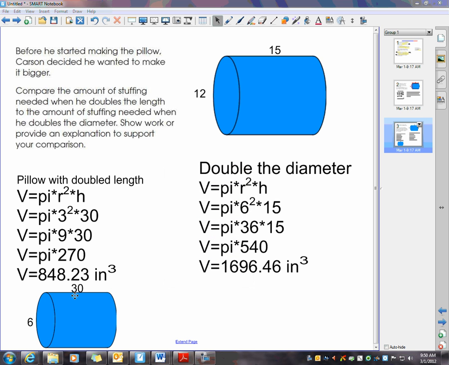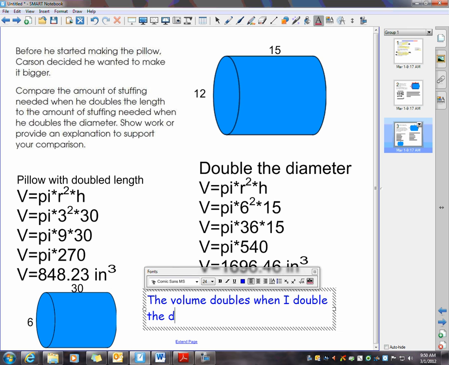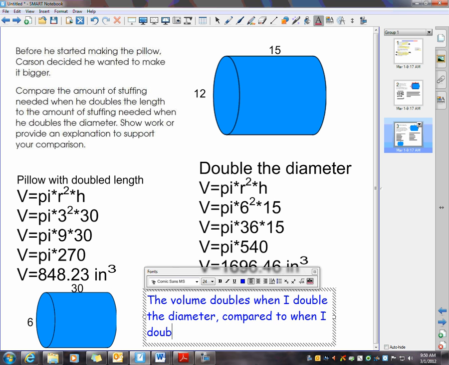So if the volume has doubled, I need to ask myself, what does that tell me about the amount of stuffing I need? So I might write something like, the volume doubles when I double the diameter compared to when I double the length. That tells me that I need twice as much stuffing.